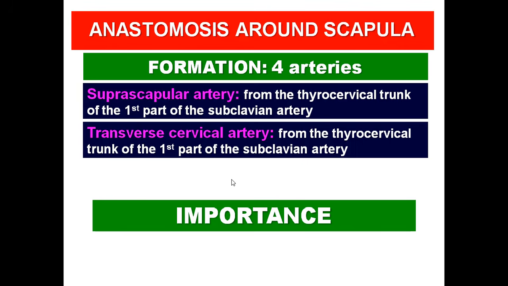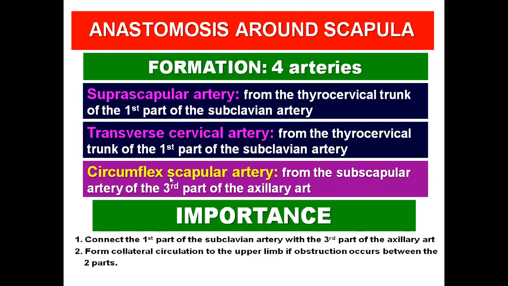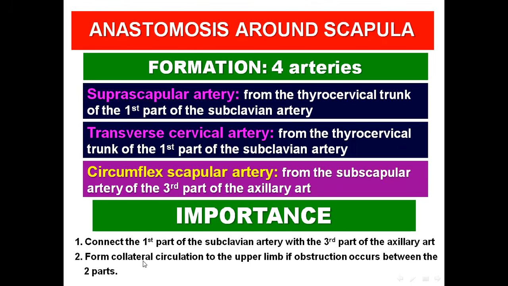The third branch, circumflex scapular artery from the subscapular artery of the third part of the axillary artery. This anastomosis connects the first part of the subclavian artery with the third part of the axillary artery, and it forms a collateral circulation in case of obstruction between the first part of the subclavian artery and the third part of the axillary artery.